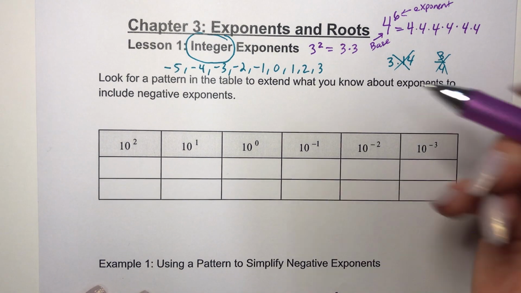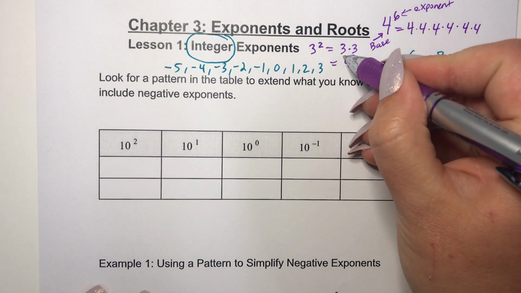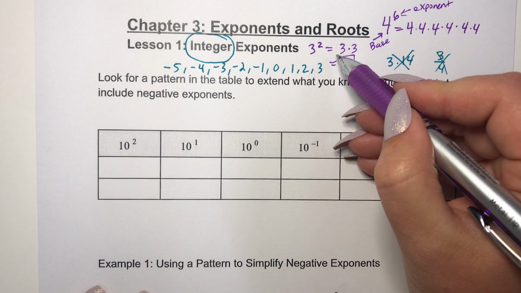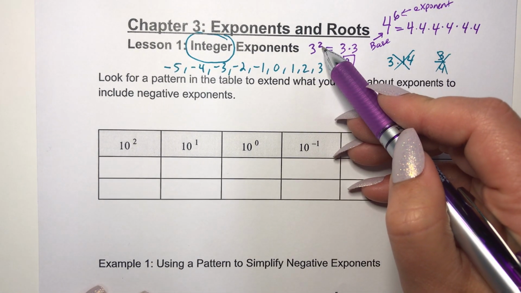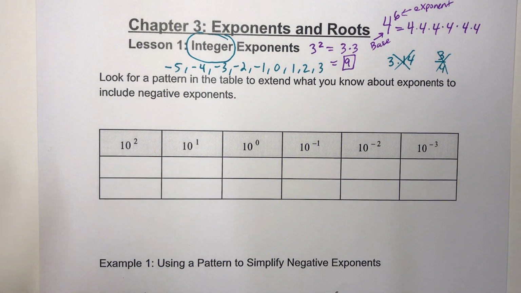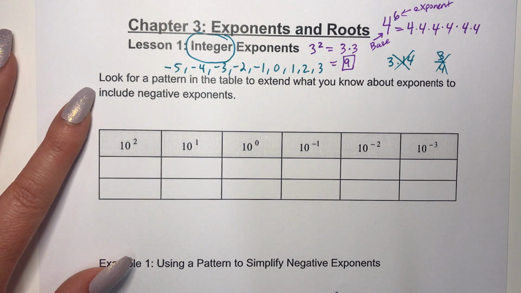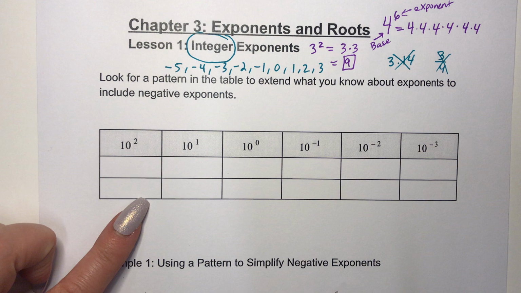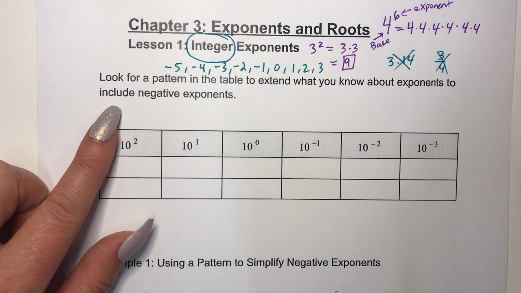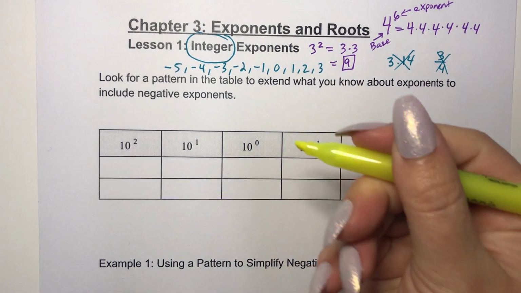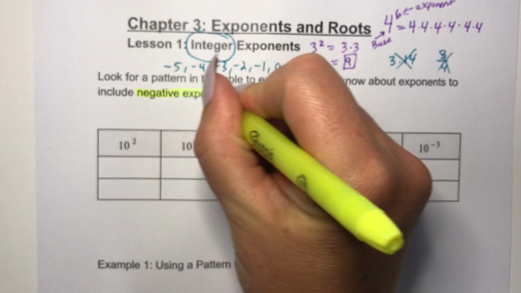We know what 3 times 3 is, right? That's just equal to 9. So 3 squared is pretty easy. 3 squared equals 3 times 3, which is the same thing as 9. So that's what an exponent is. It's this itty-bitty number up there. Now we're going to look for a pattern in the table to extend what you know about exponents into including negative exponents. Ooh, this is so fun. We're going to be talking about negative exponents.